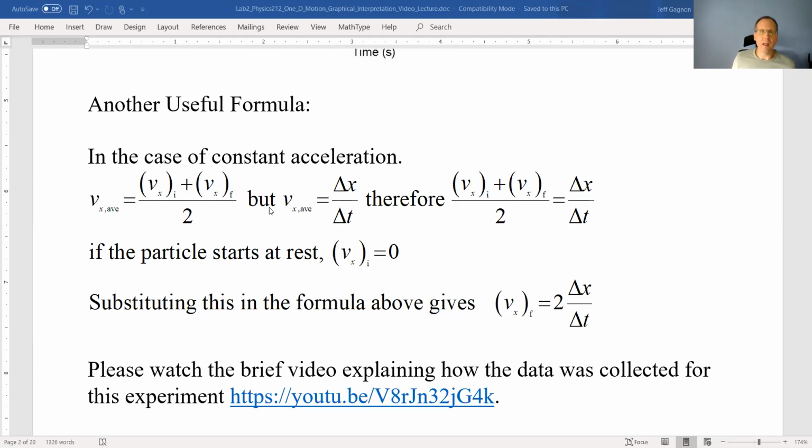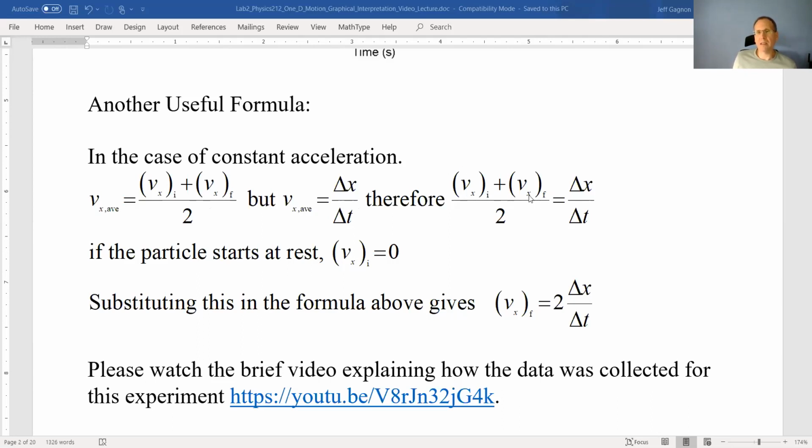The way that we do that is the following. There are two ways that we can represent the average velocity. Because we have constant acceleration, the average velocity is simply the average of the initial and final velocities. The second way is by the definition: change in position, delta x, over change in time, delta t. If I set these two expressions equal, which I did right here, we know that the cart is starting at rest, so Vx initial is 0.